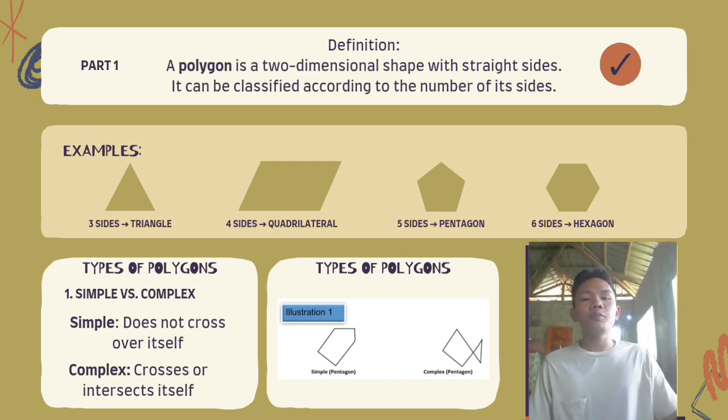So there are types of polygons. Now, polygons can be grouped into different categories. So let's check them out. First, simple versus complex. A simple polygon does not cross over itself. So imagine a triangle or a square where the sides just meet at the corners. And a complex polygon, on the other hand, intersects itself.